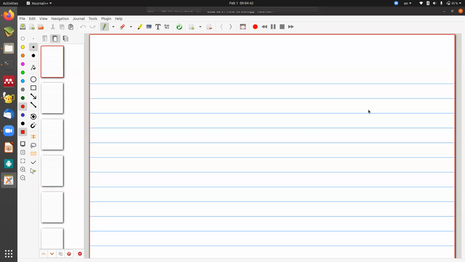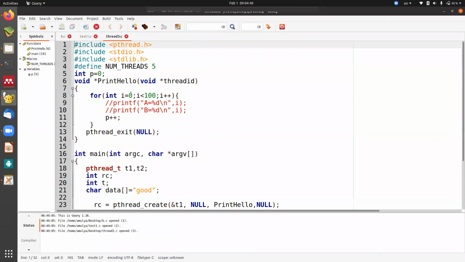I asked one question: even in this kind of code, if I display this A 100 times, and it has to show 100 plus 100, 200 times, why in that case was it running only a few times, like 20 times? Sir, we can place that pthread_exit in the main also, at the last.